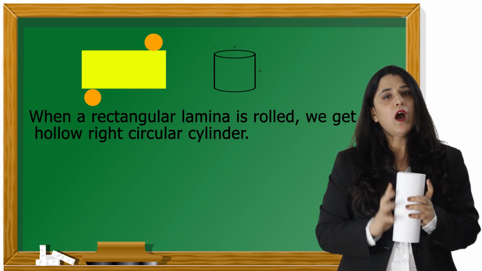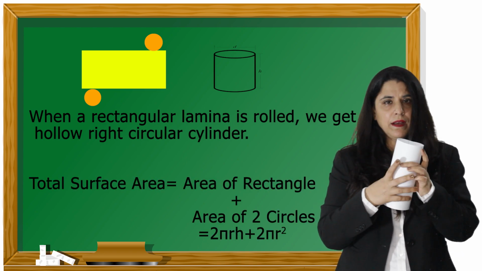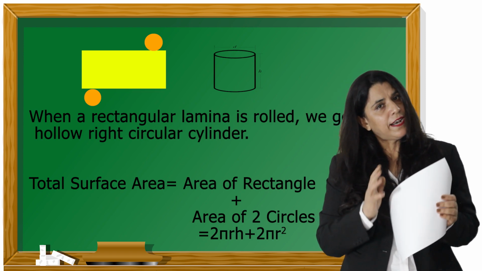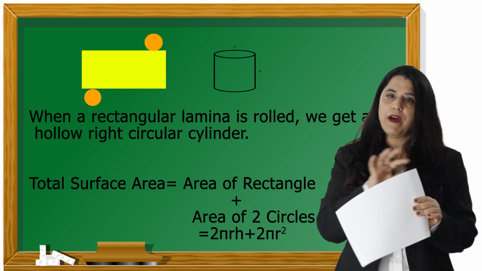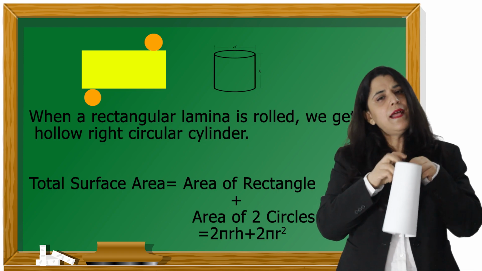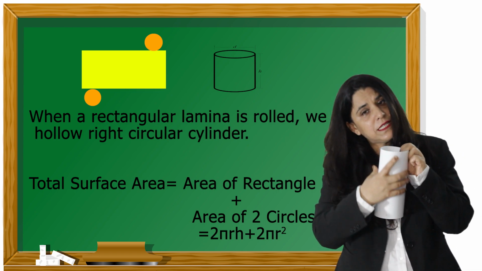Yes, so what will you do? How will you calculate the total surface area? See, you need this area, clear? That is the curved surface area you need, and we have already studied that curved surface area is 2 pi r into h. Why 2 pi r? R along the length becomes 2 pi r, and the breadth becomes the height. So 2 pi r h is this area.